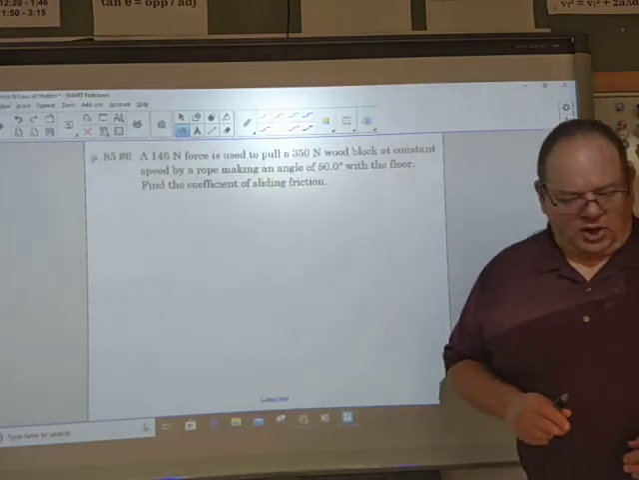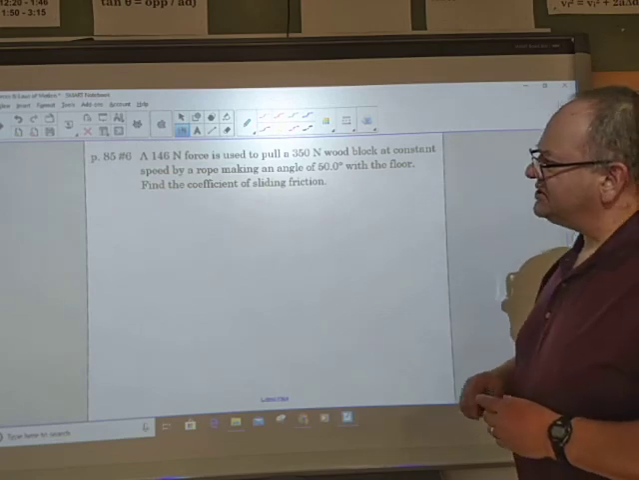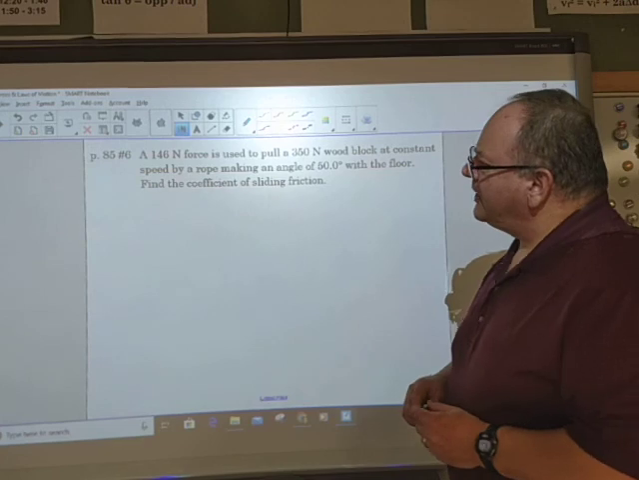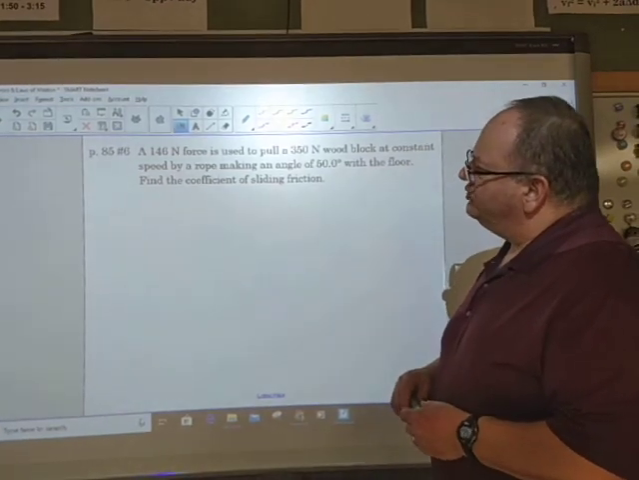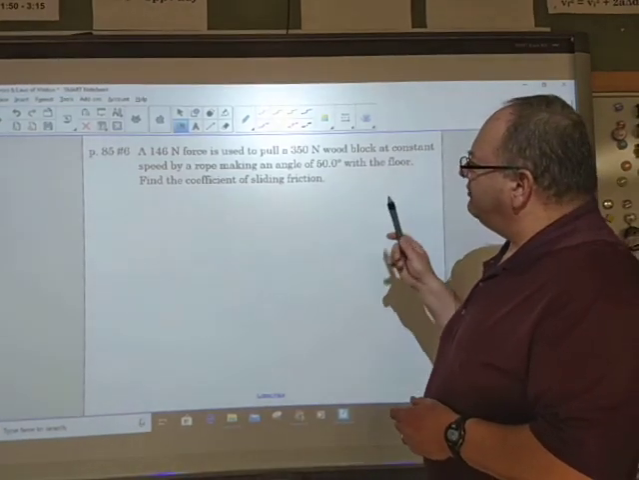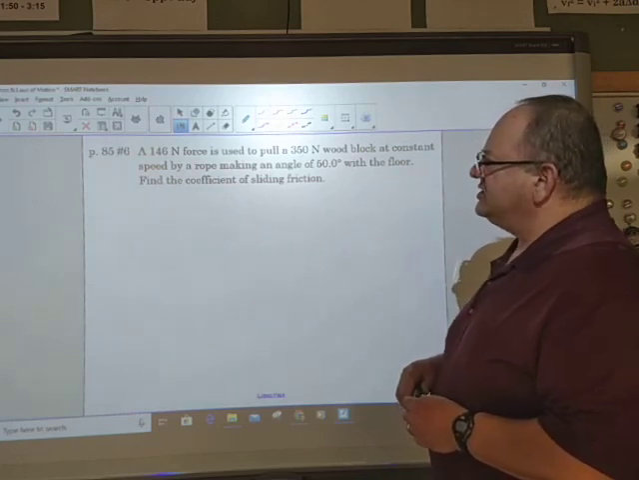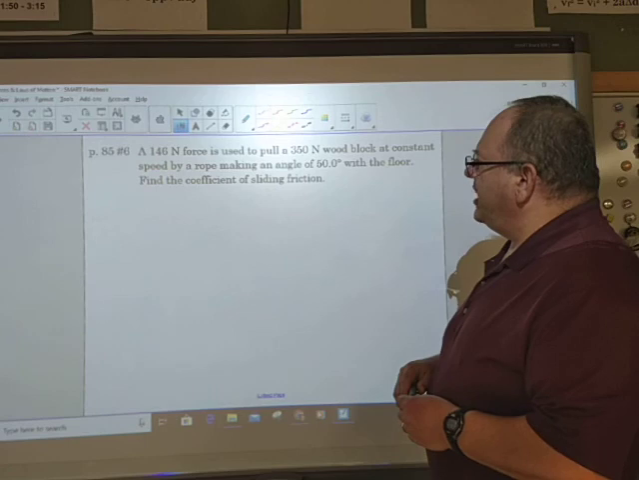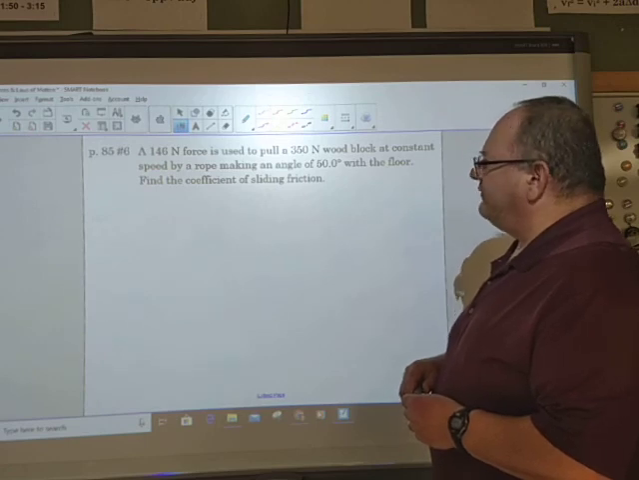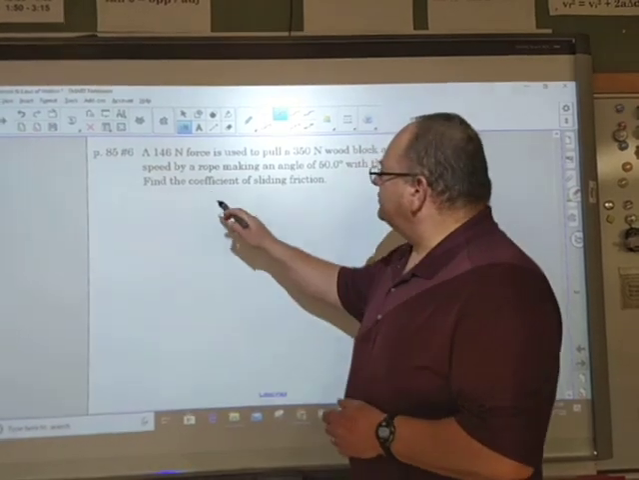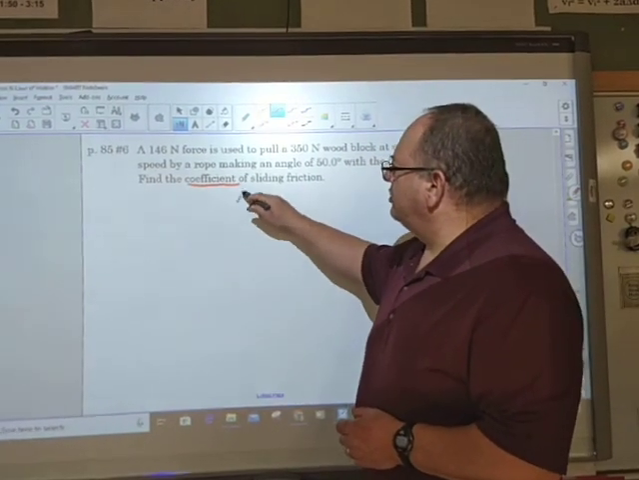We're going to do one more together. This is from that other page, page 85, number 6. A 146 Newton force is used to pull a 350 Newton wood block at a constant speed by a rope making an angle of 50 degrees with the floor. Find the coefficient of sliding friction. So we're looking for mu.